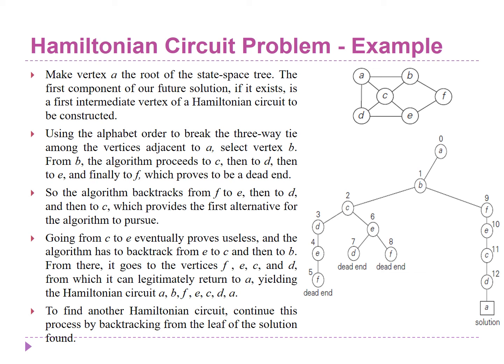Using the alphabet order to break the three-way tie among the vertices adjacent to A, select vertex B, and from B the algorithm proceeds to C, then to D, then to E, and finally to F, which proves to be a dead end. So the algorithm backtracks from F to E, then to D, then to C, which provides the first alternative for the algorithm to pursue.